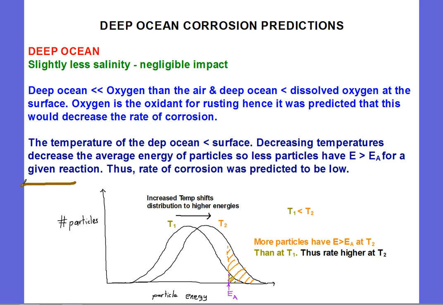And there's just a reminder of those diagrams you can draw if you're trying to explain how temperature affects rates of reaction. You've got T1 and T2. T2 is higher than T1. For a given activation energy, there are more particles at T2, the higher temperature, that have energy greater than the activation energy, therefore the reaction rate will increase. Let's move on.